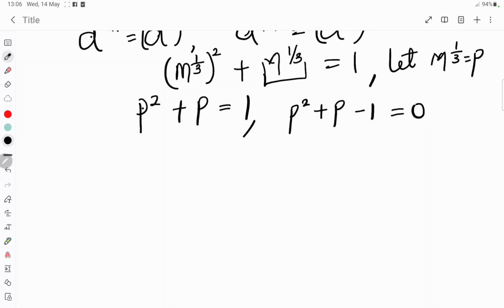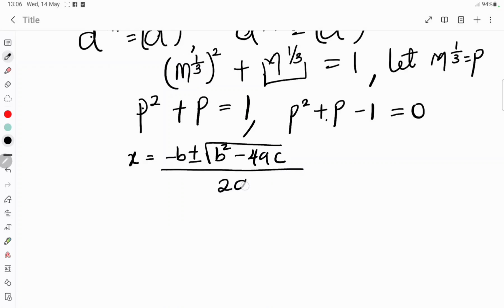To solve for the value of p is very simple. We check factorization. Is there any number you can multiply to get minus 1, but if you add them up, you get 1? No. So for this particular problem, we use the general quadratic formula to solve. In the general quadratic formula, x is equal to minus b plus or minus the square root of b squared minus 4ac, divided by 2a.